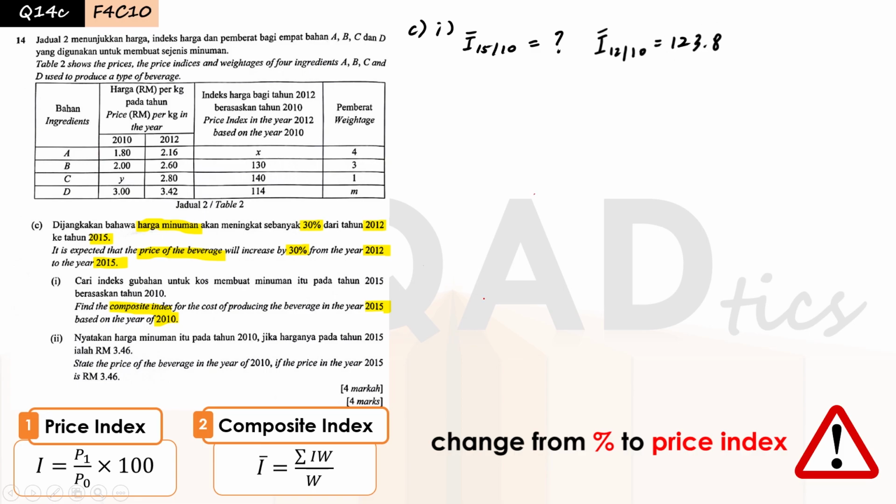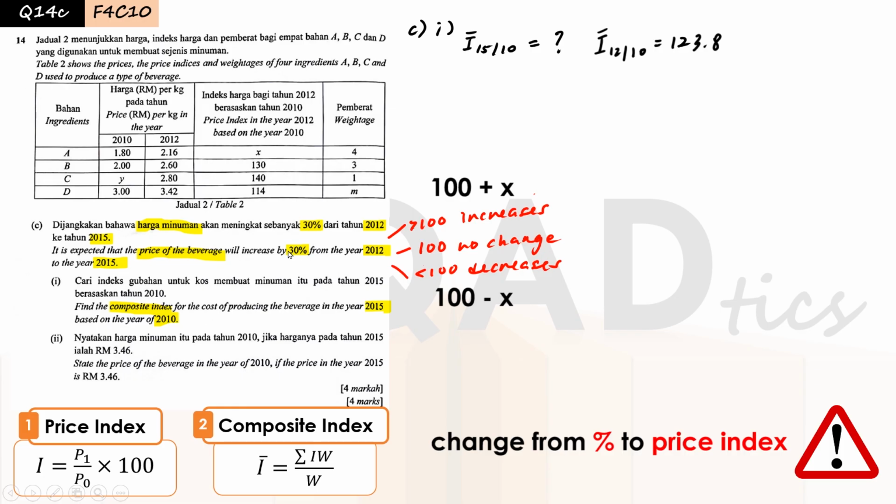So just a general knowledge for price index: if it is 100, it means the price does not change. If it's more than 100, it means the price increases. If it's less than 100, it means the price decreases. So now it says it will increase by 30%, so it is more than 100. If you want to change this percentage to index, very simple. It's just 100 plus 30. So our index here would be 130.